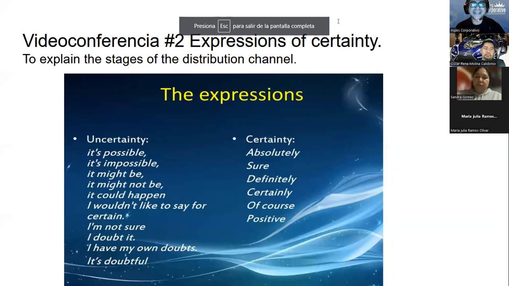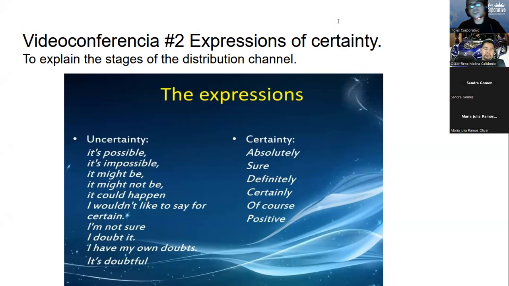Okay, so we're going to check a little bit about expressions of certainty, okay? And here are some expressions that express either uncertainty or certainty. So for uncertainty, we can say it's possible, so maybe, right? Or we can say it's impossible. That is not possible. When we say it's impossible, it's because we don't believe something is possible.